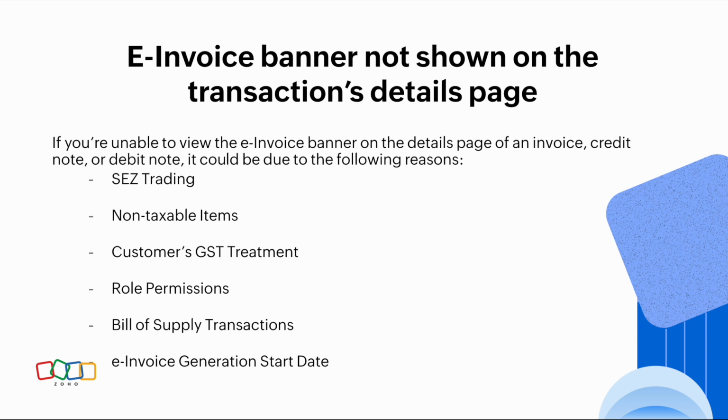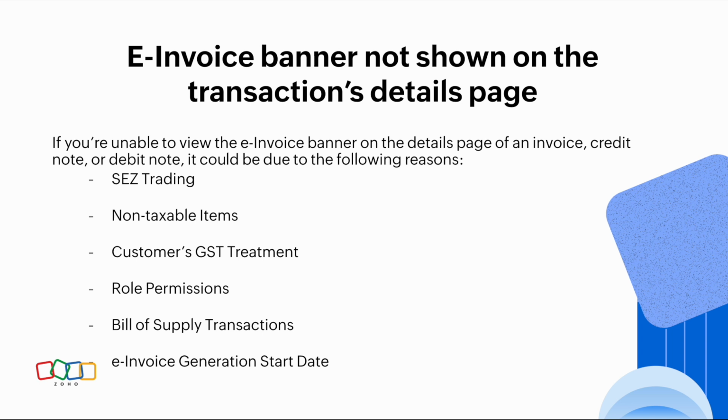Also, since e-invoicing is applicable only for B2B supply, if the customer's GST treatment chosen in the invoice or credit note is unregistered business or consumer, then the Push to IRP button will not be shown.